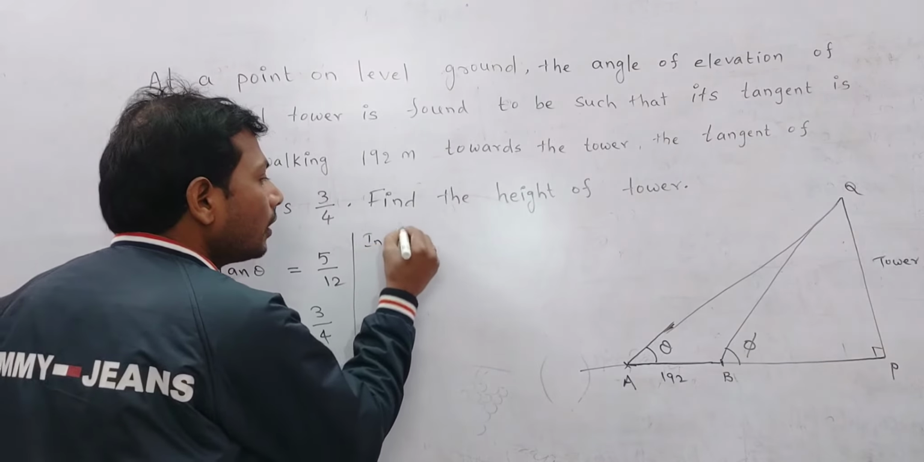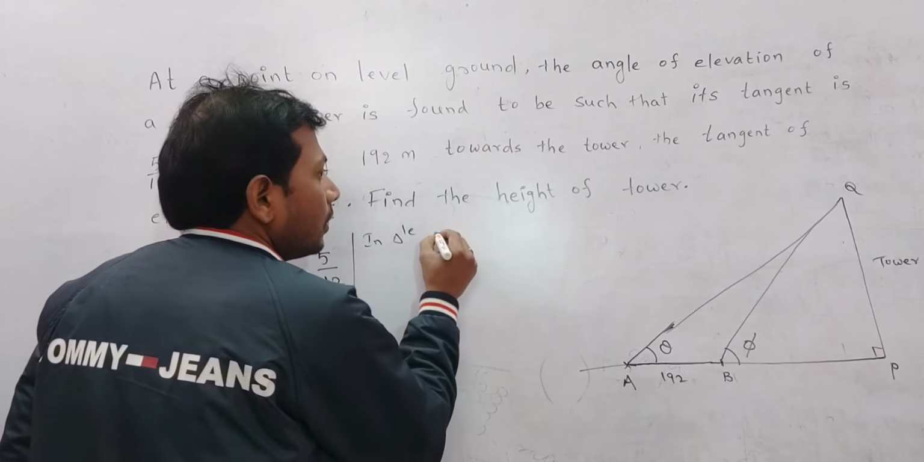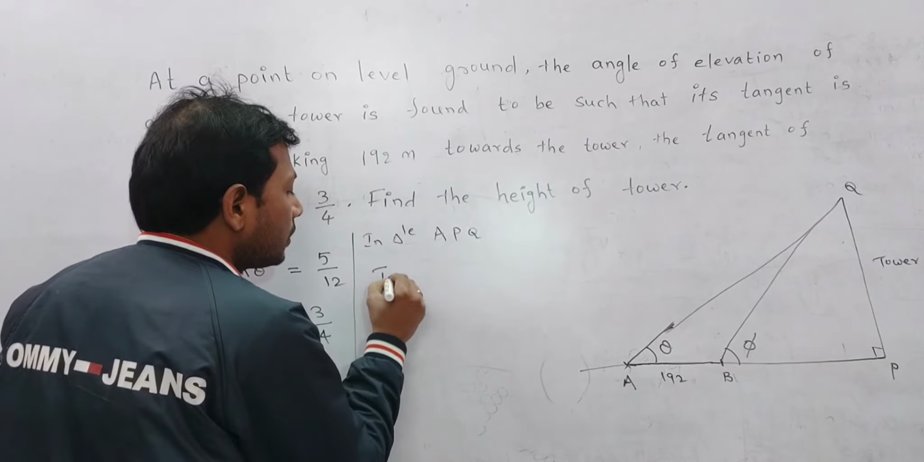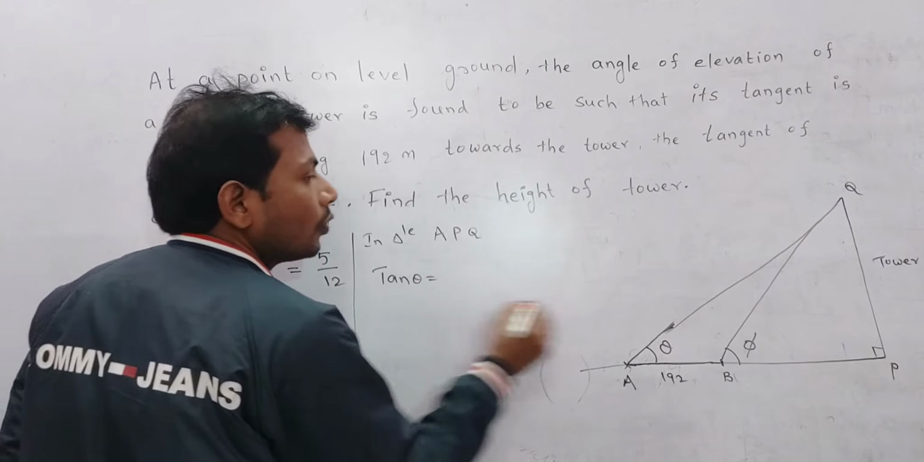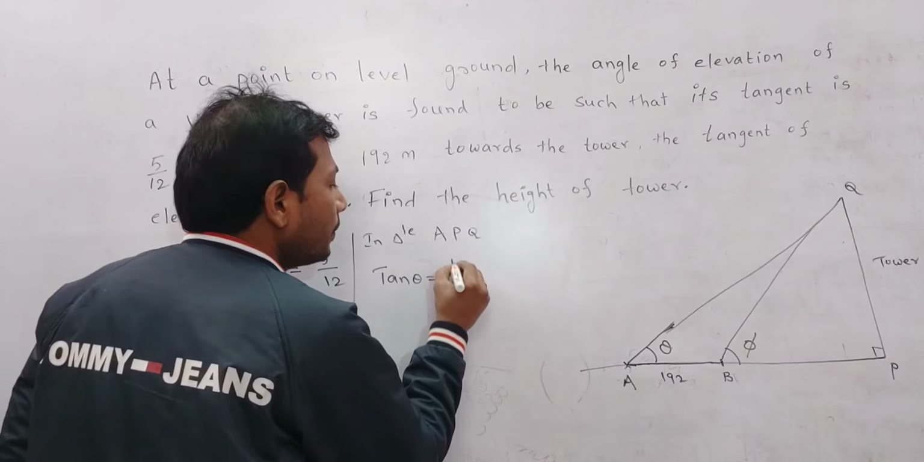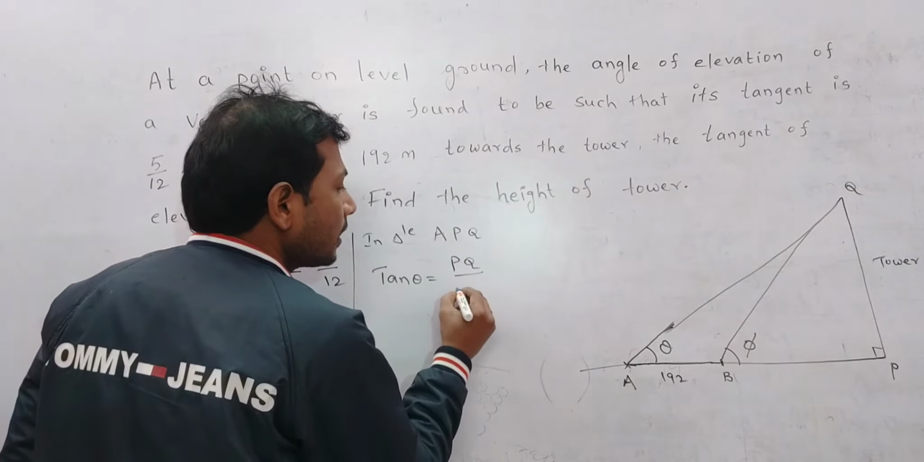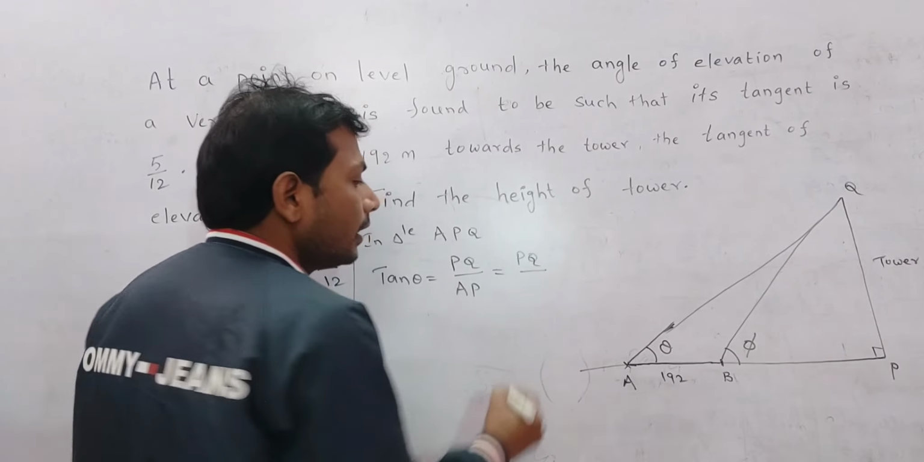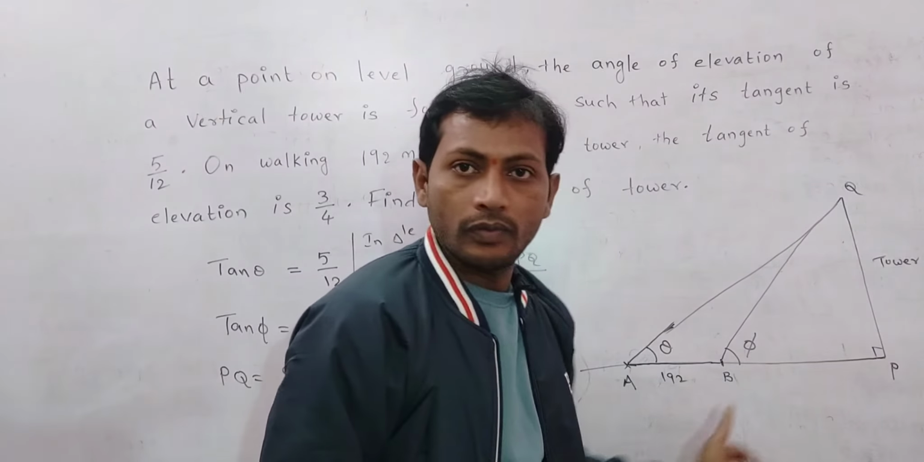In triangle APQ, tan theta equals opposite side, which is PQ. Base is AP. PQ I don't know, we want to find it. Then AP also I don't know.